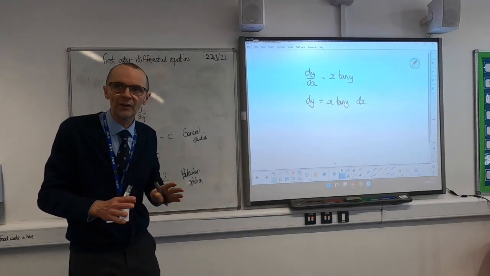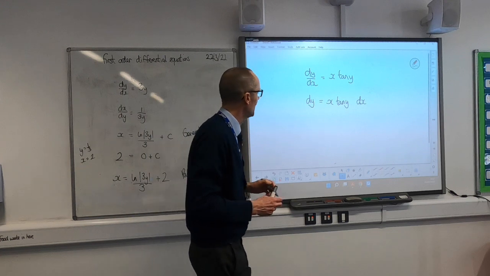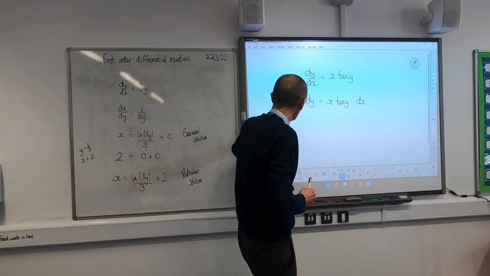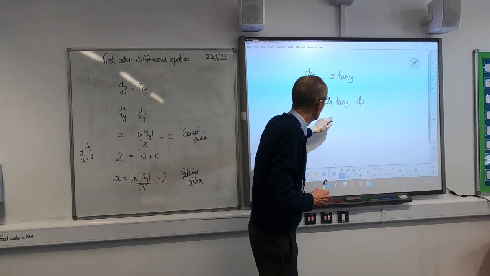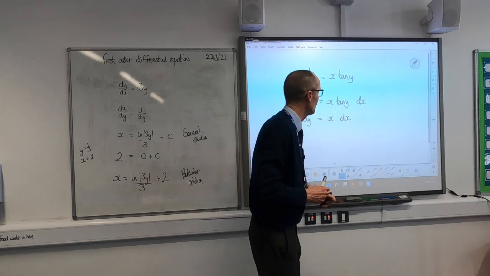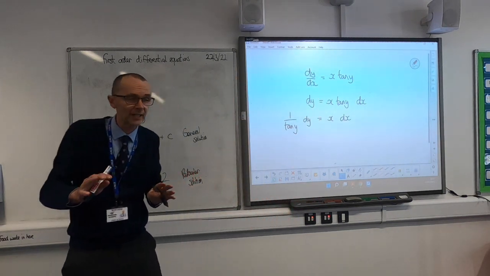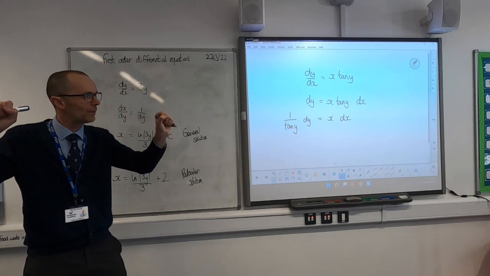And I'm going to divide both sides by tan y. So what I've effectively done is I've collected all the y stuff on one side and all the x stuff on the other side, including separating the dy by dx.